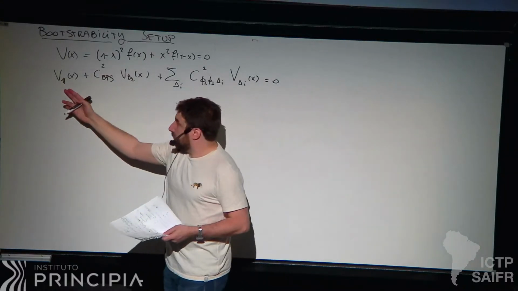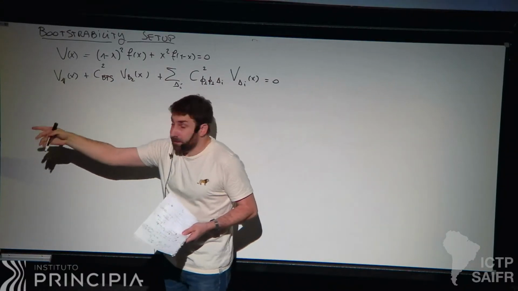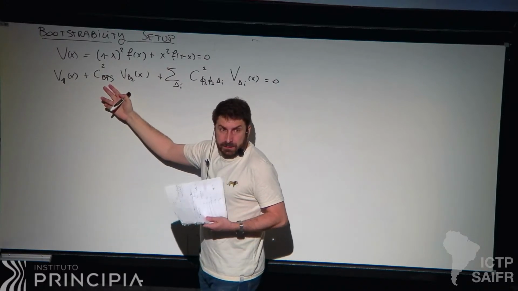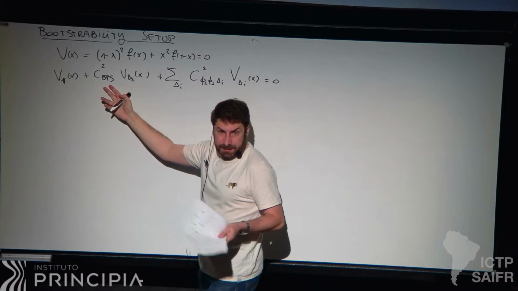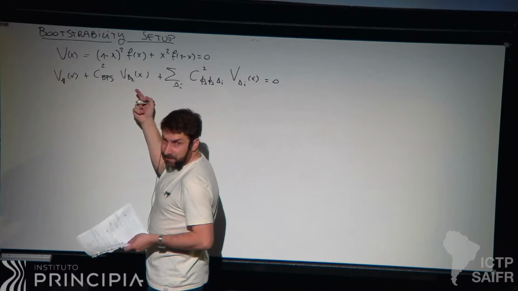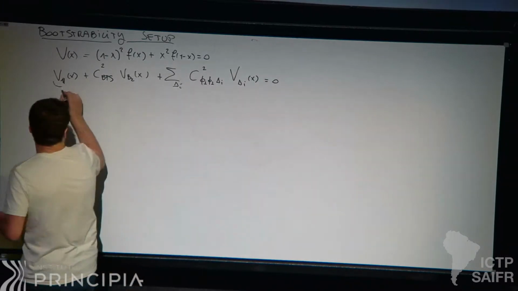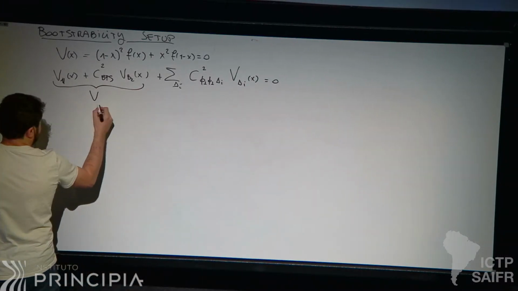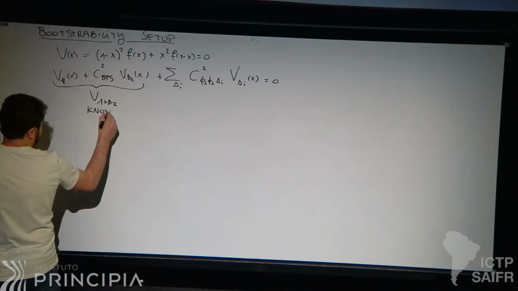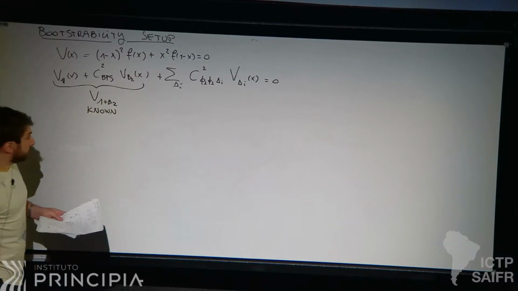That v of 1 is f of 1 is x, so v of 1 is known. CBPS is known from localization, is a function of g, and is exact. VB2, again, is known. Again, it is a hypergeometric function with some number inside. So let me call this one v1 plus b2, and it is known, and is a function of g, okay?